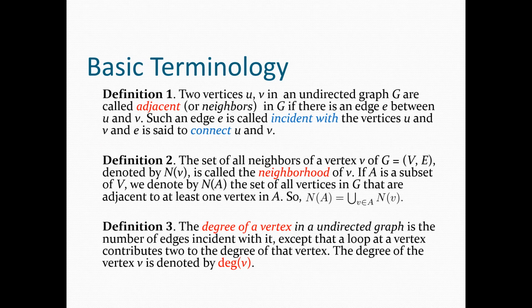So first of all, the definition of adjacent vertices. Two vertices U, V in an undirected graph G are called adjacent or neighbors in G if there is an edge E between U and V. Such an edge E is called incident with the vertex U and V, and E is called connect U and V.